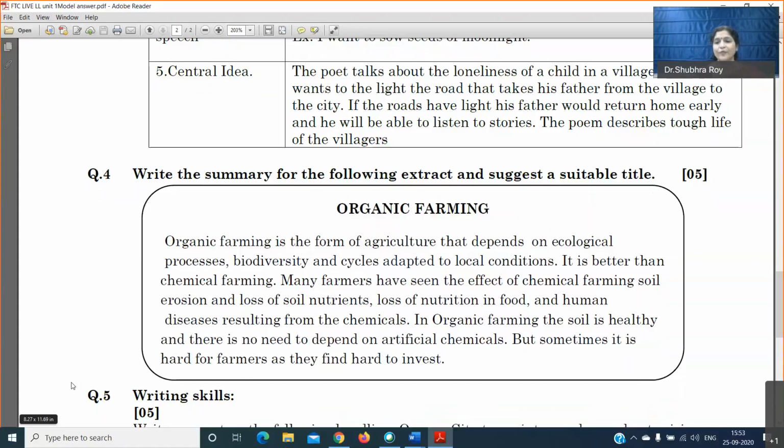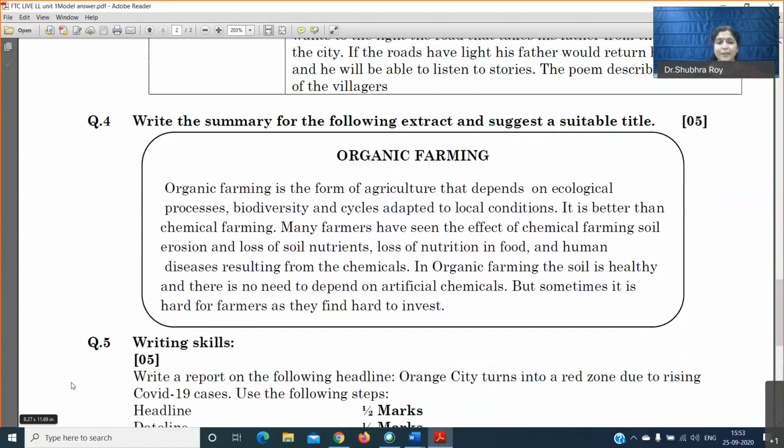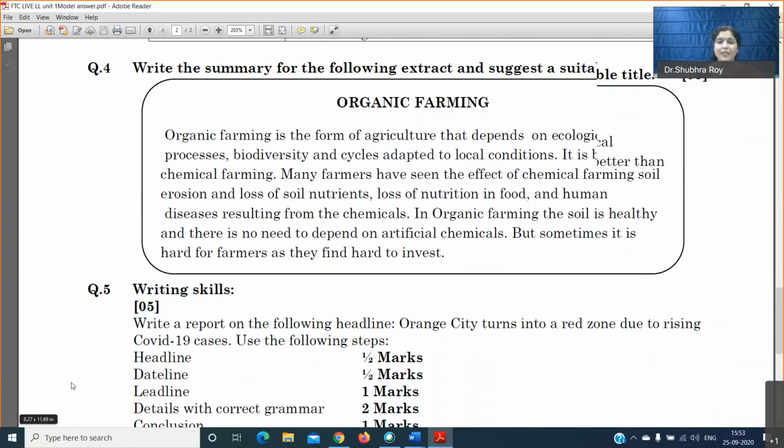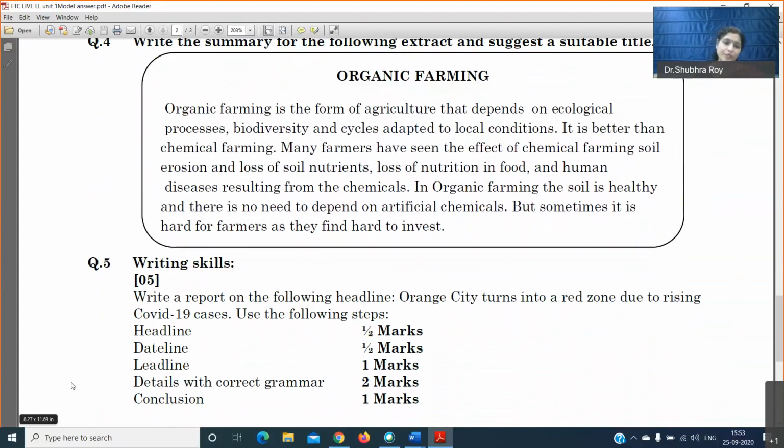And let's go to the fifth question. That is the writing skill part, which carries 5 marks again. I'd ask you to write a report. Report writing is a very, very formal kind of writing skill where you are writing a report on the following headline. Headline is given. And this is a very, very burning situation in our country at this hour. Orange City turns into a red zone due to rising COVID-19 cases.